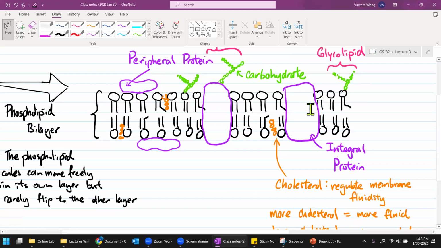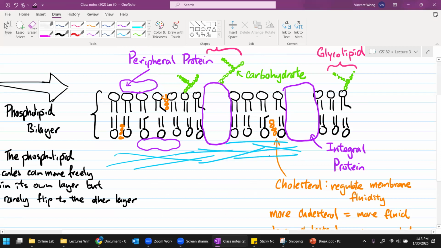Okay, we're just going to add one more thing, guys, to this picture, and that is these little things. Now, I know I skipped all those slides, and I said it's not going to be on the exam, but these things are cytoskeleton.